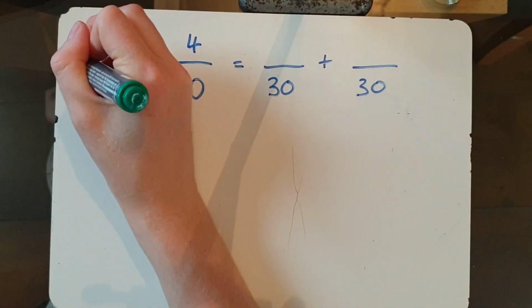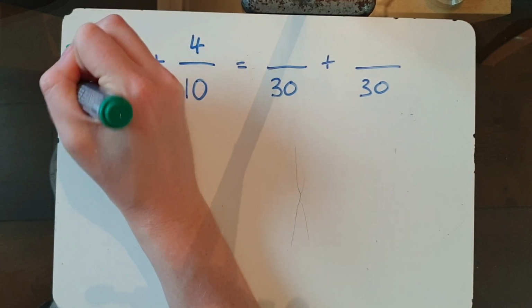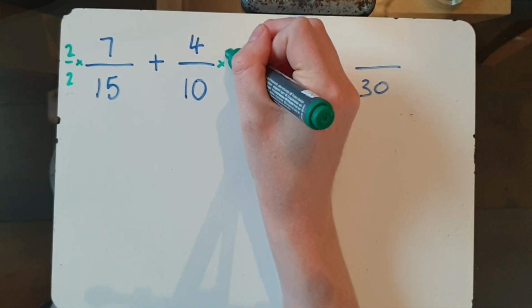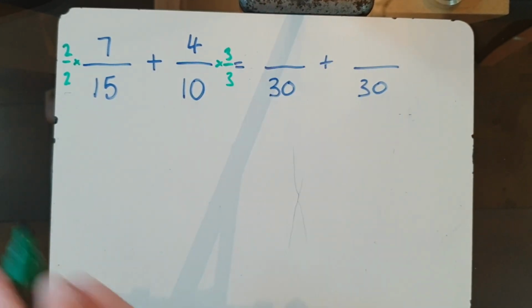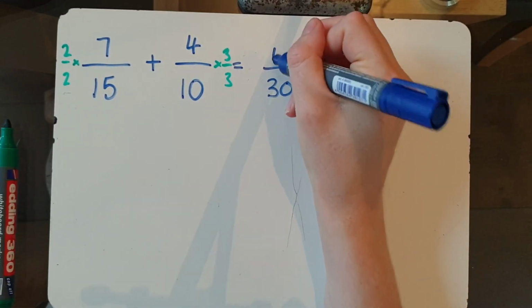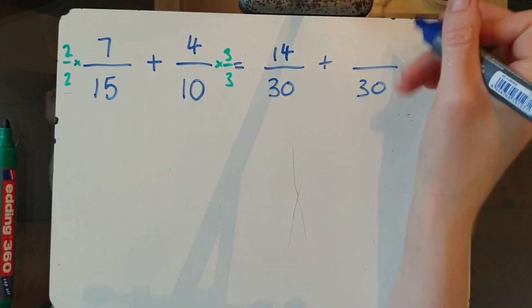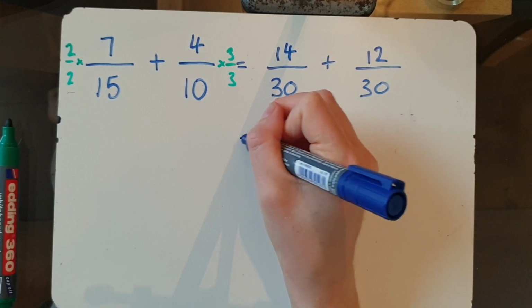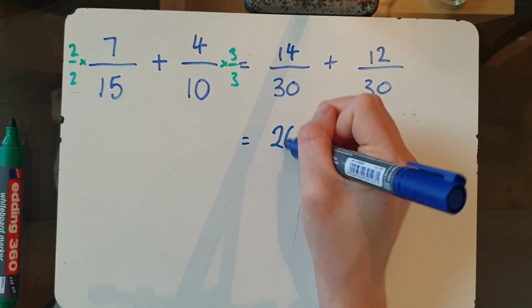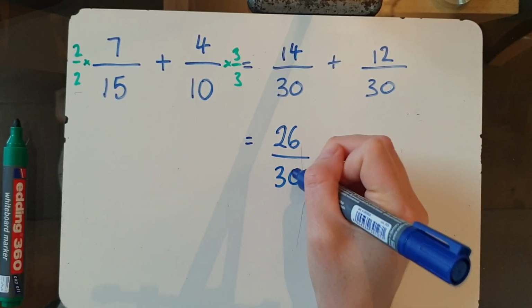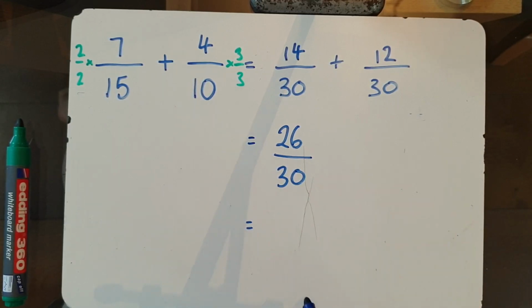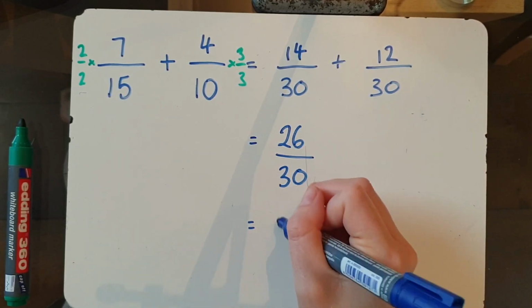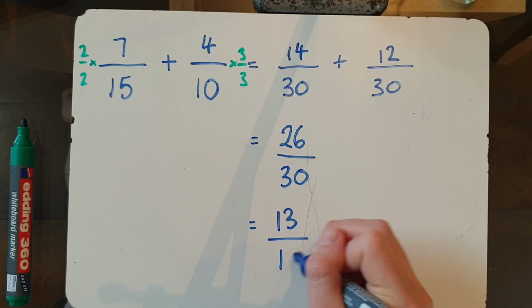So for this one, I'd multiply by 2/2. For this one, I'd multiply by 3/3. So I'd have 14/30 plus 12/30. So I would have 26/30, which I can simplify to 13/15.